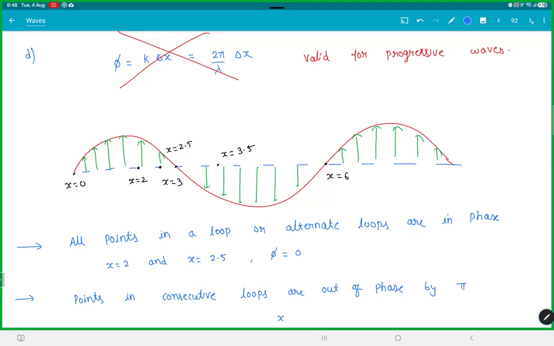So you need to ask yourself, where is the point? x is equal to 2 and x is equal to 3.5. They're out of phase, so the phase difference is pi. Are you clear with this? So be careful with this.